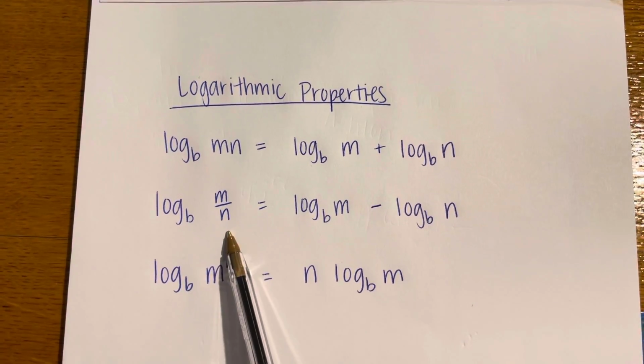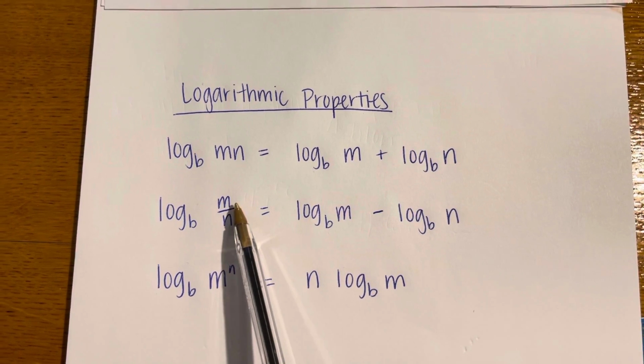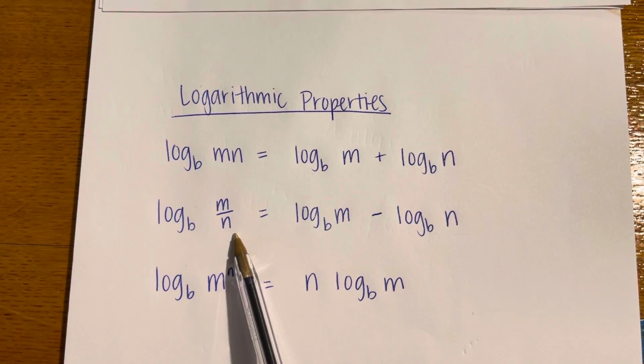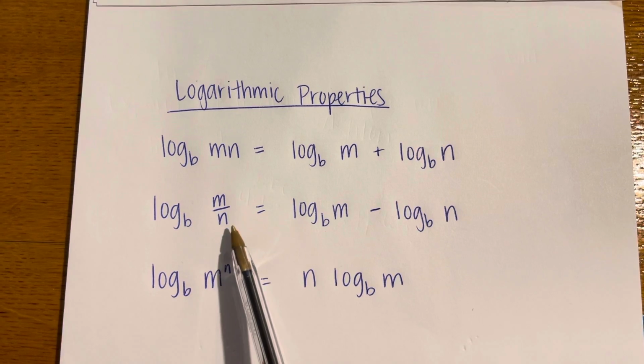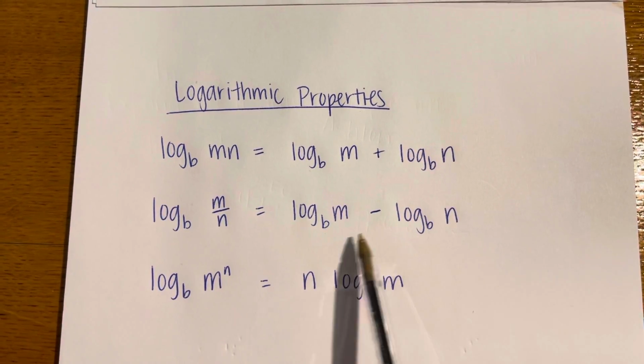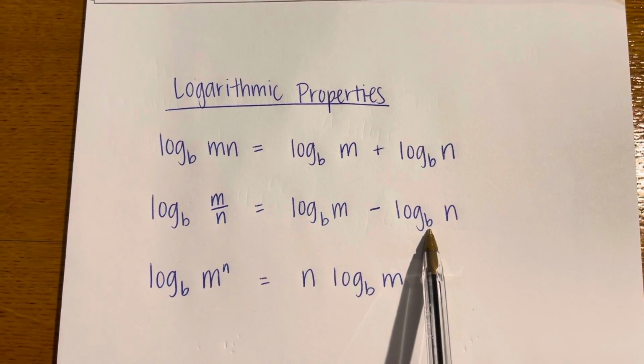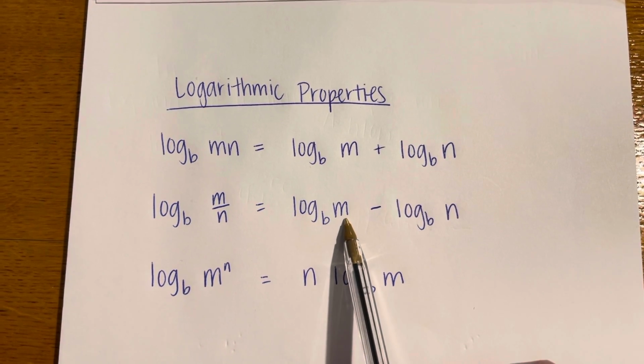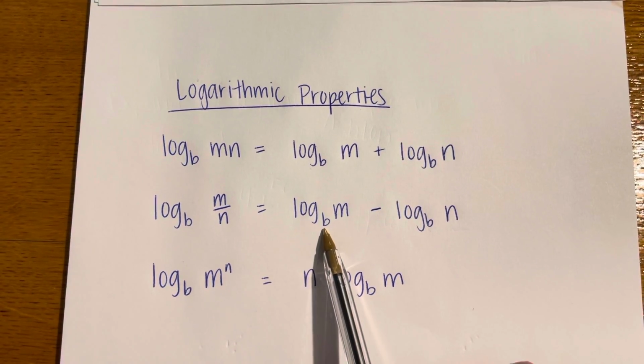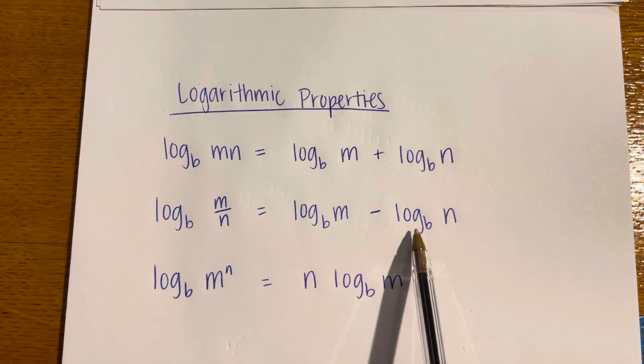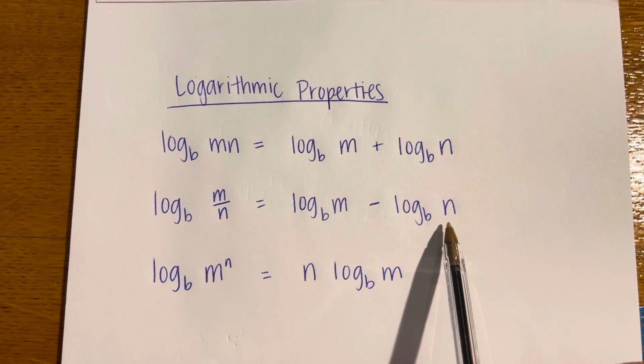Same kind of thing for the quotient property. For log base b of m divided by n, or m over n, you'll separate them so that they have the same base that they started with, but you will subtract them. So log base b of m minus log base b of n.